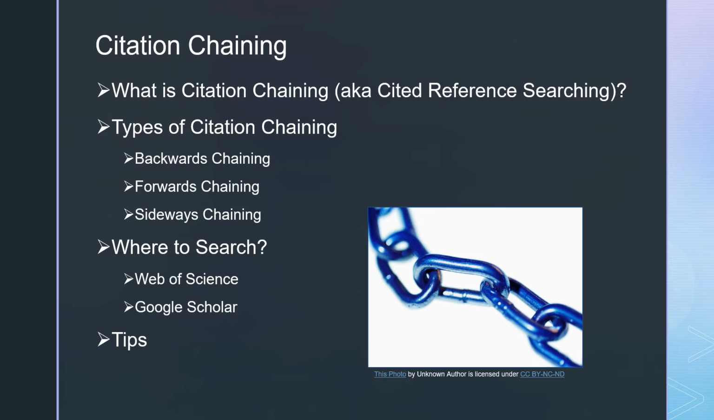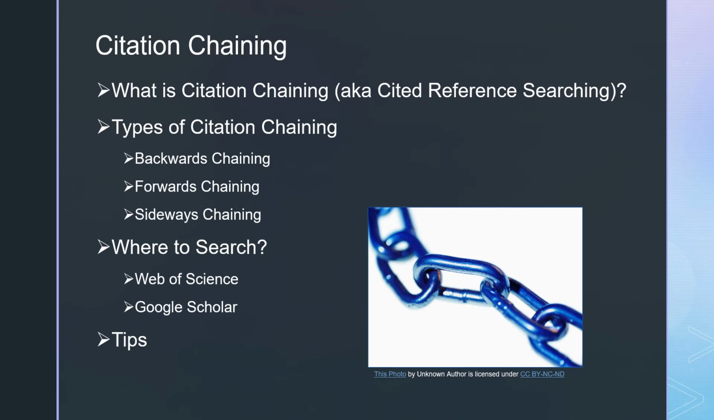Now that you know what citation chaining is, let's talk about where to search. Web of Science is probably the most well-known resource for citation chaining. Web of Science provides broad, interdisciplinary coverage of citation data from around the world. Web of Science focuses on the disciplines of science, social sciences, arts, and humanities. Another good source available is Google Scholar. Using Google Scholar, you can search for journal articles, books, theses, abstracts, and court opinions across a number of disciplines.